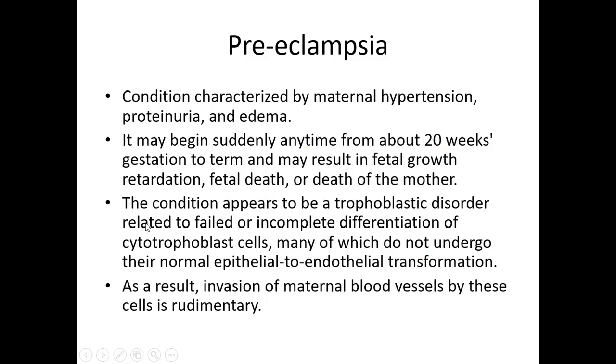So this condition appears to be a trophoblastic disorder related to failed or incomplete differentiation of cytotrophoblast cells, many of which do not undergo their normal epithelial to endothelial transformation. So when there is failure of formation of hybrid vessels, there will be high resistance blood vessels which will hamper the normal feto-maternal blood circulation. As a result, invasion of maternal blood vessels by these cells is rudimentary. So there will be less blood flowing to the fetus.